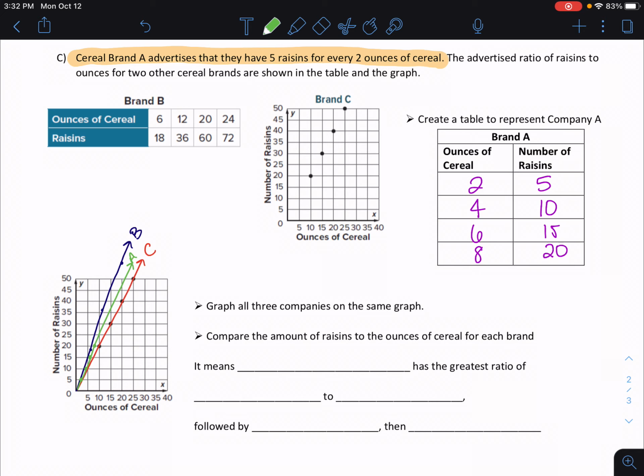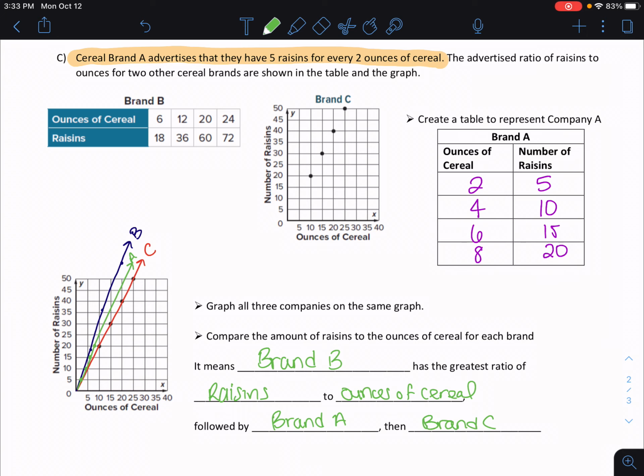So graph B goes up the fastest. That means it has the greatest ratio. So we're going to say brand B has the greatest ratio of raisins to ounces of cereal, followed by brand A, and then brand C.